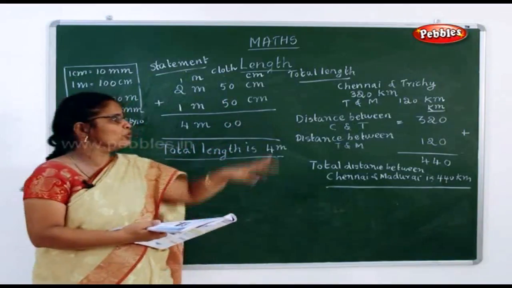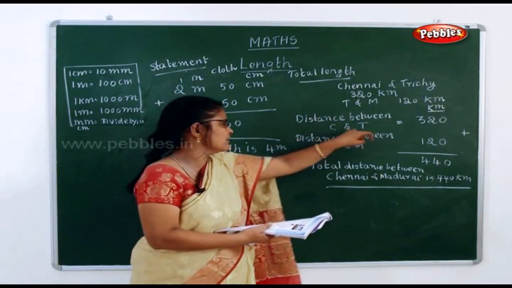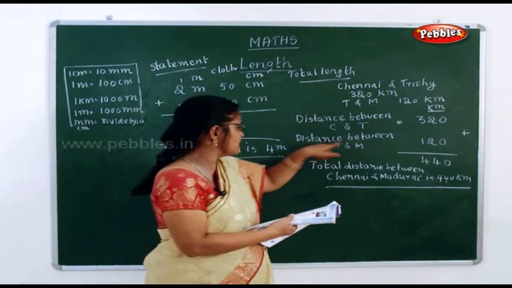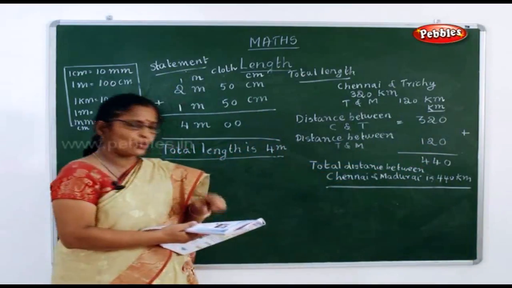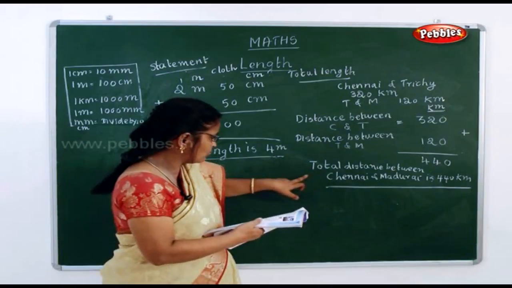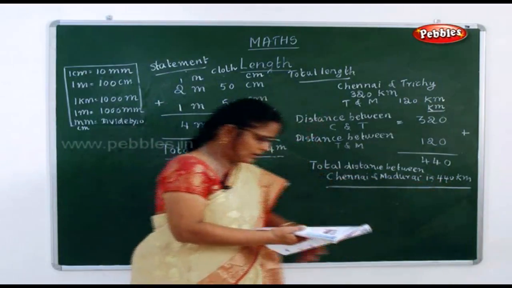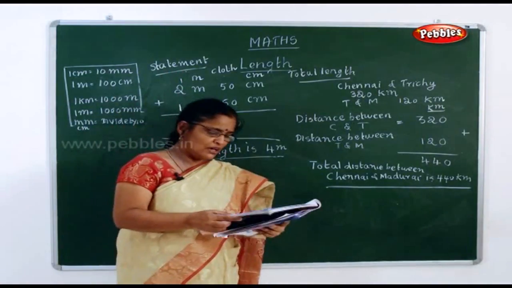Whatever is given in your book, you can just copy the same thing. Distance between Chennai and Tiruchi is 320. In the book it is again given, distance between Tiruchi and Madurai is 120. So you have to add, and finally the question, what is the total distance? So you have to write here, the total distance between Chennai and Madurai is 440 kilometer. So this is how you have to do the statement sums in your addition.